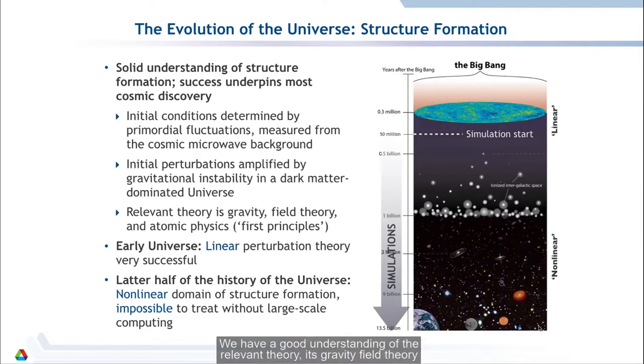We have a good understanding of the relevant theory. It's gravity, field theory, and atomic physics. And the early universe is actually described by linear perturbation theory, and our theoretical understanding is very successful. For the latter half of the history of the universe, nonlinear effects actually dominate, and these are impossible to treat without large-scale computing. So what we do is we set up our simulations very early on, when the physics of structure formation is still linear, and we can write it down with pencil and paper, and the universe is only 50 million years old. From there, we start evolving the simulation up to today, where we can then analyze the much more complicated structures that have formed.